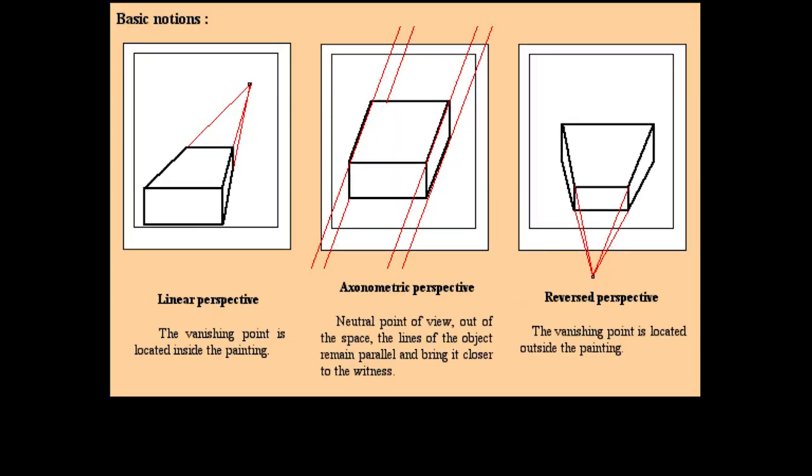So this slide shows you distinctly those different types of perspective. First, we have linear perspective, which I will demonstrate later on in another video. This shows the vanishing point is located inside the painting. Then there's axonometric perspective, which is more of a neutral point of view. Out of the space, the lines of the object remain parallel and bring it closer to the witness. And then there's reverse perspective, which is what Byzantine perspective is, where the vanishing point is located outside the painting and on the viewer instead.